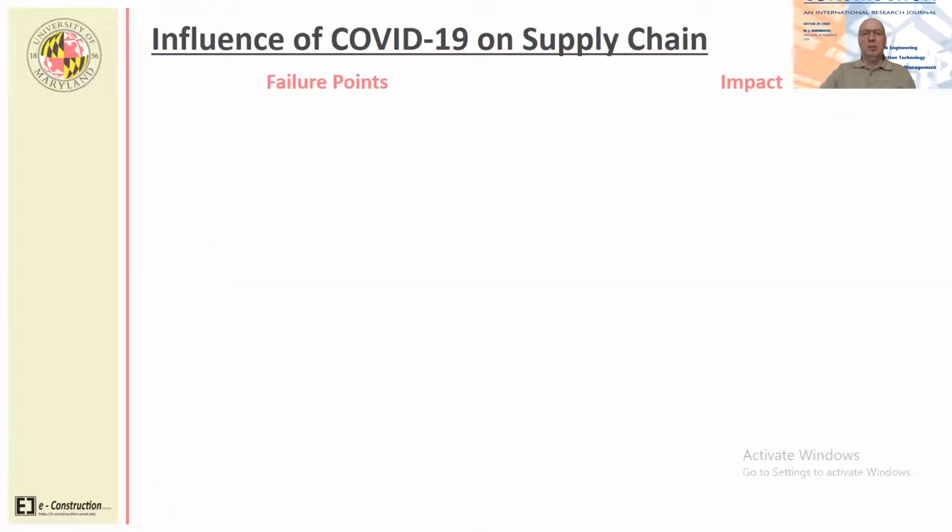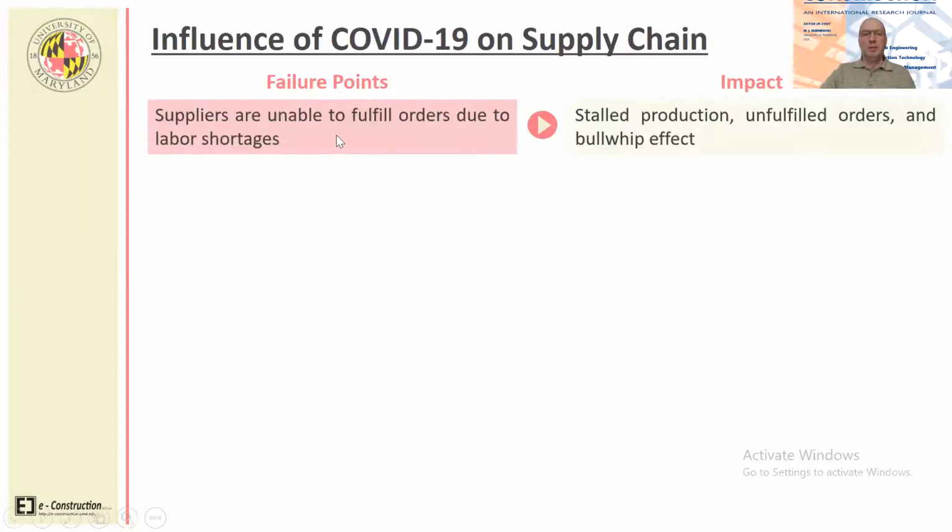So what are the influences of COVID-19 on supply chains? And this is something I want to spend a little bit of time on because the topic is so hot right now. One of the failure points is that the suppliers are unable to fulfill orders due to labor shortages. Workers get sick and they just don't deliver the products and services on time because some of the workers are very hard to replace on a short-term basis.